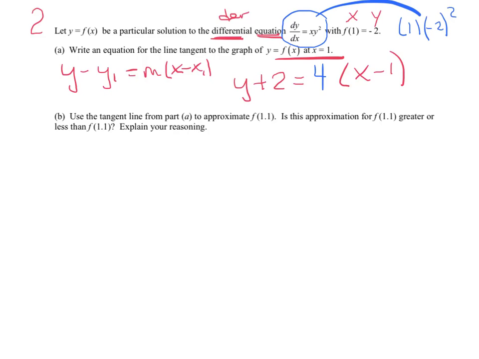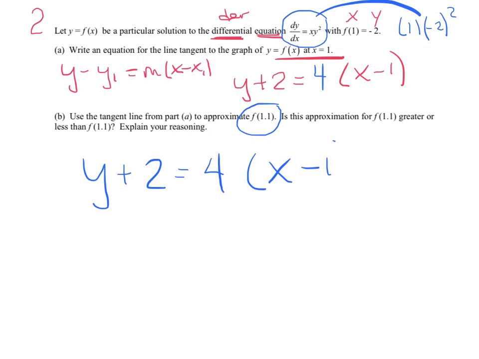Use the tangent line to approximate 1.1. And I can't stress enough, some of you want to change these numbers. These numbers do not change. You already found x, y, and the slope. All you're doing is substituting into your x variable.